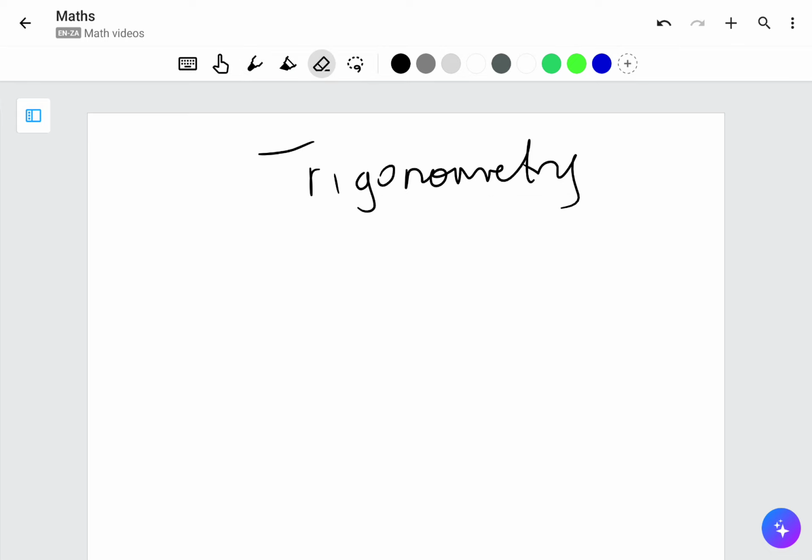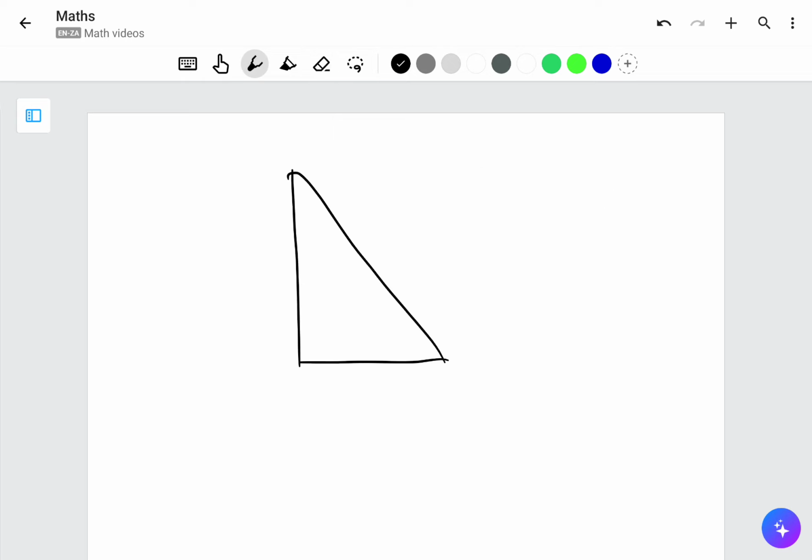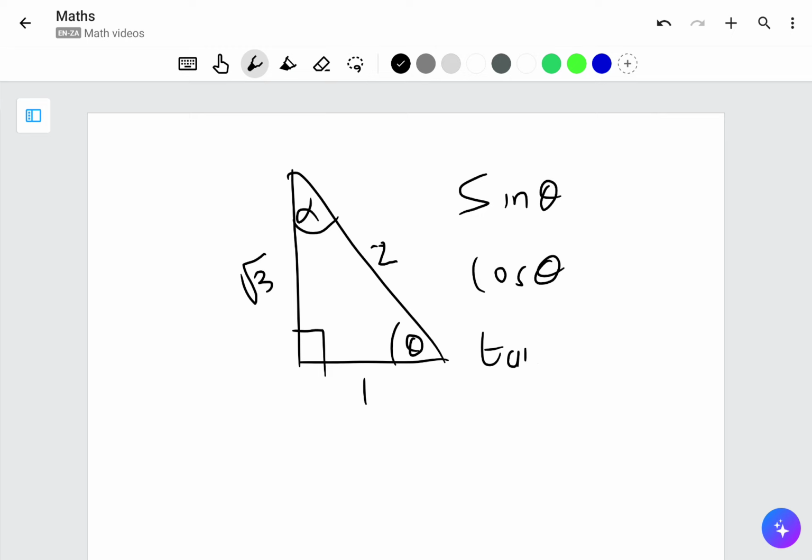Let me just draw this better. So we have a right angle triangle with a 90-degree angle there. Let's put some values in here, and let's call this theta. Let's call this alpha, and then let's put some values in. So let's say this is root 3, 1, 2. Here we go. So we're going to be looking at the trigonometric ratios of sine theta, cos theta, and tan theta.